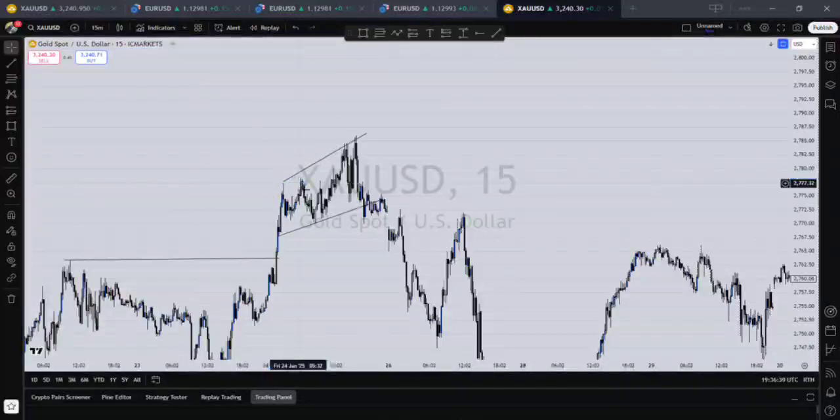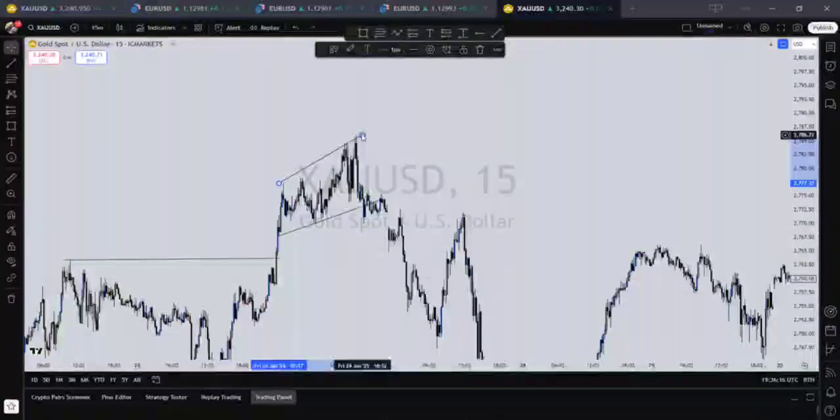3, then 4, then 5. No, it doesn't work that way. I don't need to explain range to you guys. You guys know when price is ranging.